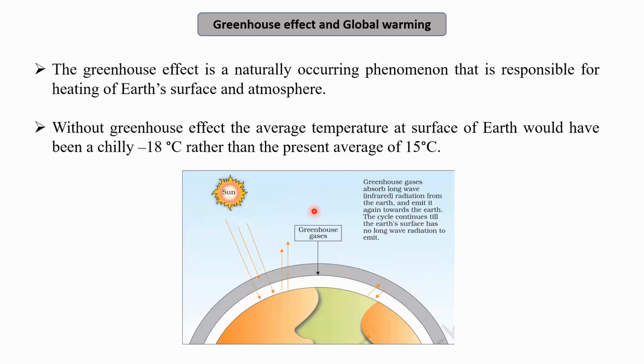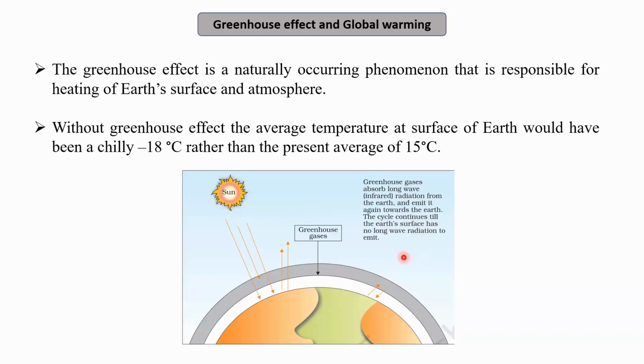The Earth's surface re-emits heat in the form of infrared radiation, but part of this does not escape. Some of it does not escape into the atmosphere and is absorbed by atmospheric gases like carbon dioxide and methane. So greenhouse gases absorb the long wave infrared radiation from the Earth and emit it again towards the Earth. This cycle continues till the Earth's surface has no long wave radiation to emit.